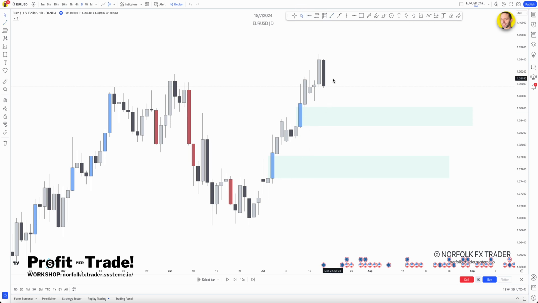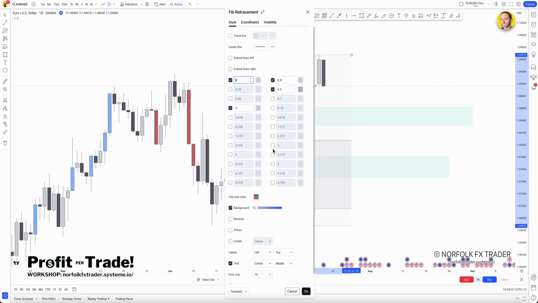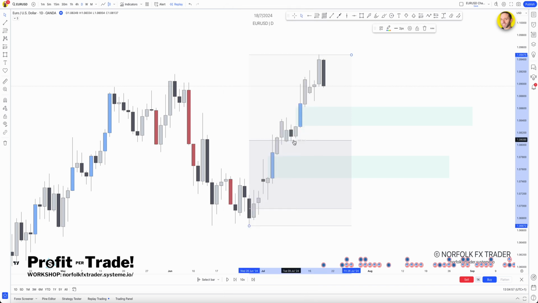Now, what we want to look for is for an imbalance to be sitting within a discount pricing area when we're looking to buy and an area of premium when we're looking to sell. You can quite easily use a fib tool. You can mark your fib tool. You can add a 0, a 50%, 0.5, and a 1 is all you need to see exactly where that 50% lies.